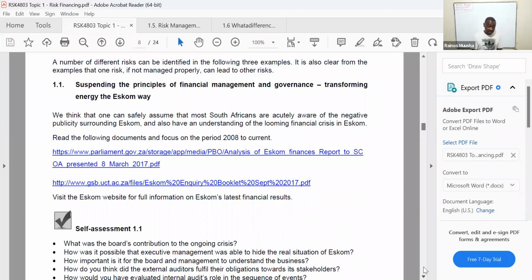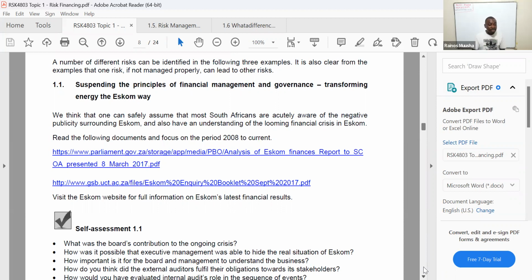Please take note that when it comes to the exam, the lecturer generally gives you a case study, and from the case study you are expected to show your application knowledge when it comes to risk financing. Because of this, you'll see that they do cover different case studies, like ESCOM, in study unit 1.2, 1.3, 1.4, and 1.5 as well.